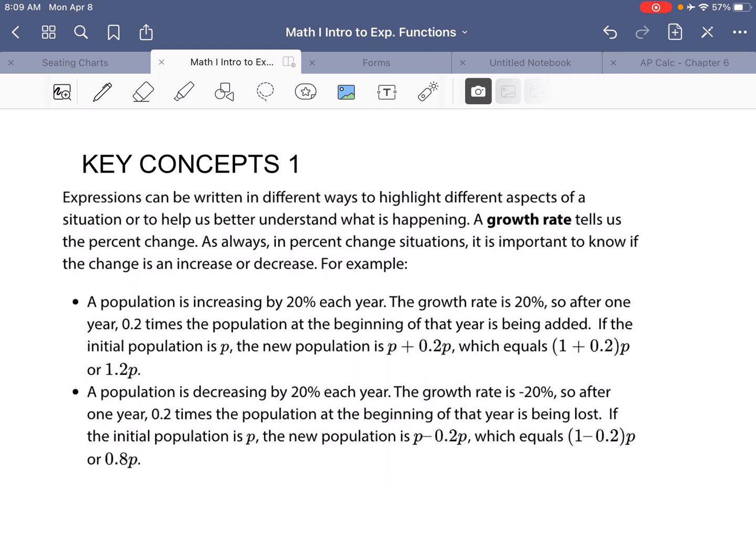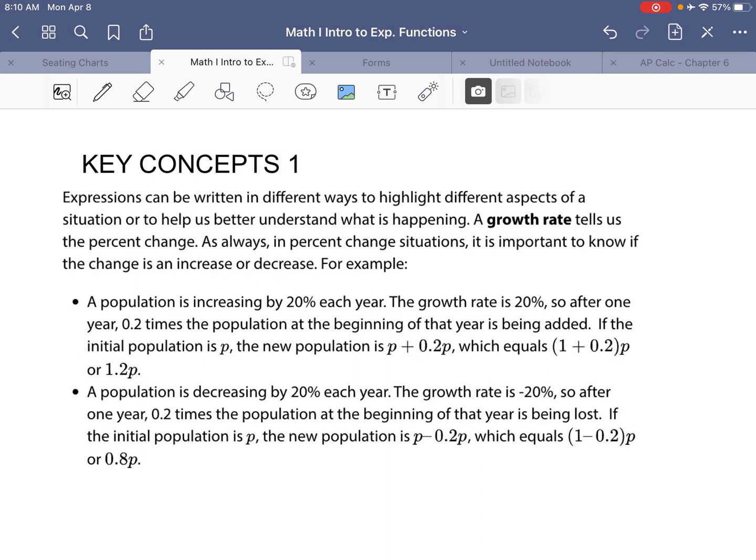So, expressions can be written in different ways to highlight different aspects of a situation or to help us better understand what is happening. A growth rate tells us the percent change. As always, in percent change situations, it is important to know if the change is an increase or decrease. For example, a population is increasing by 20% each year. The growth rate is 20%.